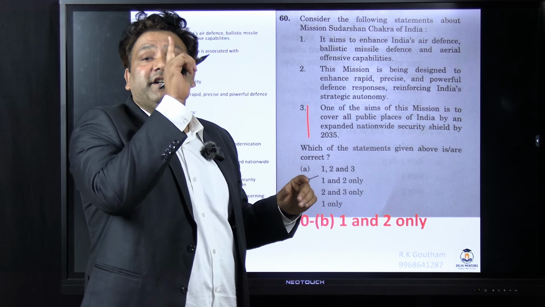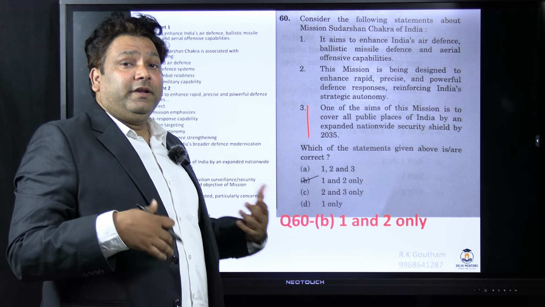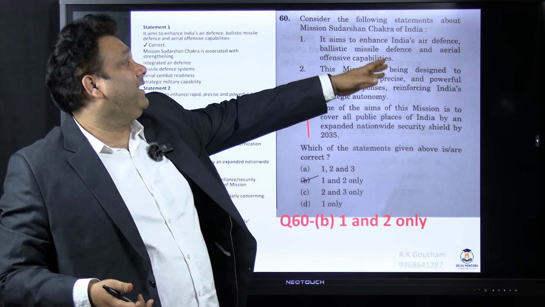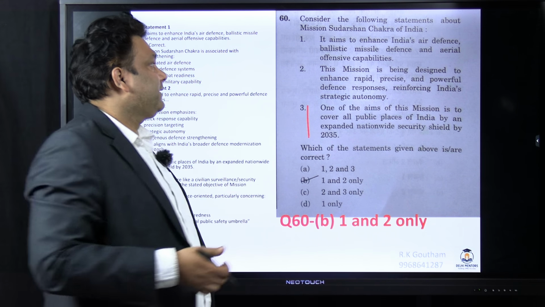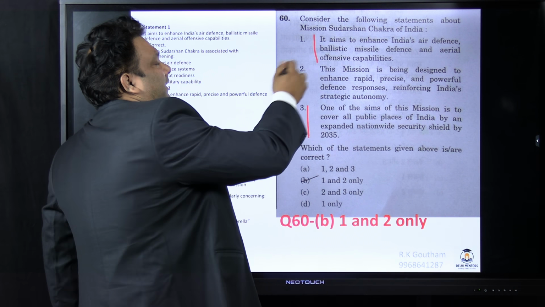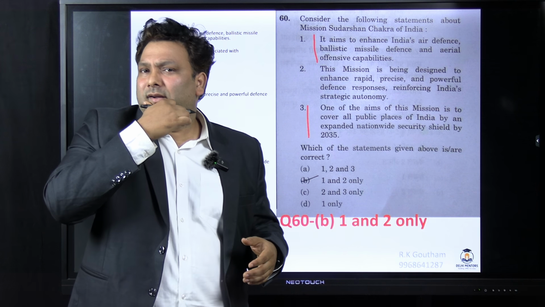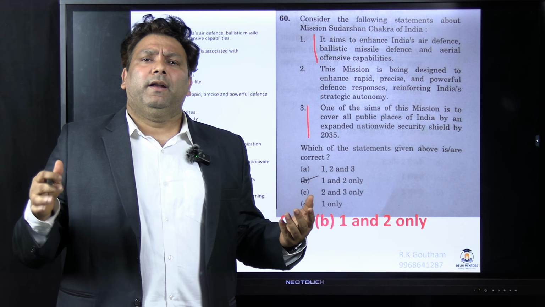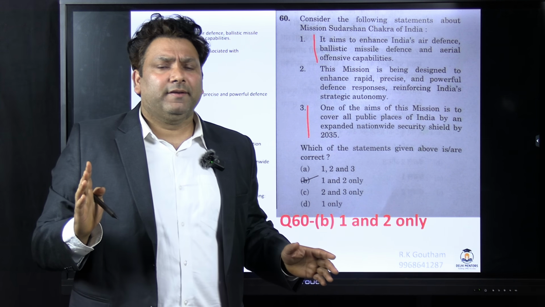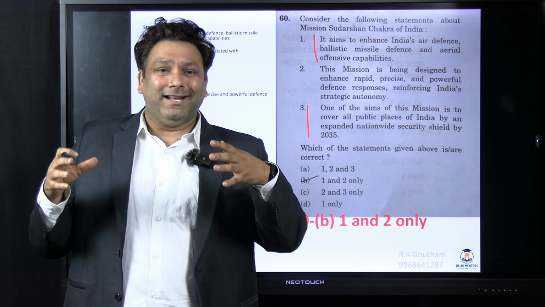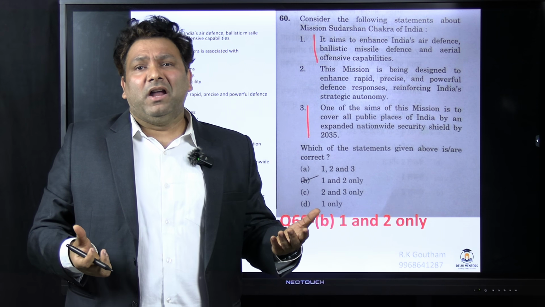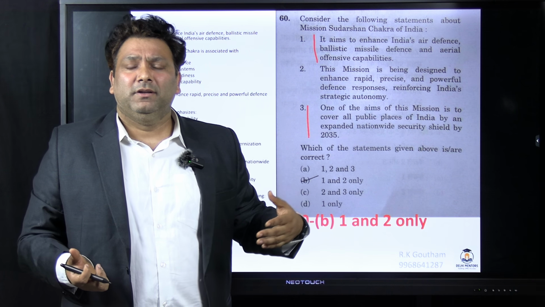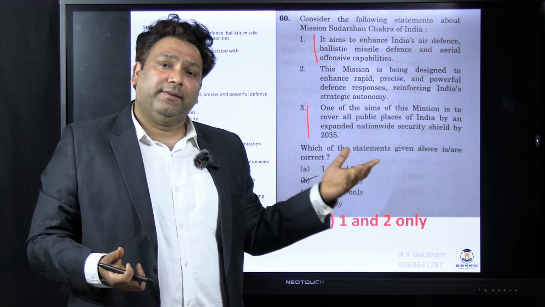Mission Sudarshan Chakra. So Sudarshan Chakra means something which is protecting you. So it will enhance India's air defense, ballistic defense system and aerial offensive capabilities. So recently, okay, you must have seen, in the Iran-Israel war, Iran has been firing a lot of missiles into Israel. Israel has been using Iron Dome. And also you have the Patriot systems, which belong to Germany and NATO. And also US has its own system called THAAD.